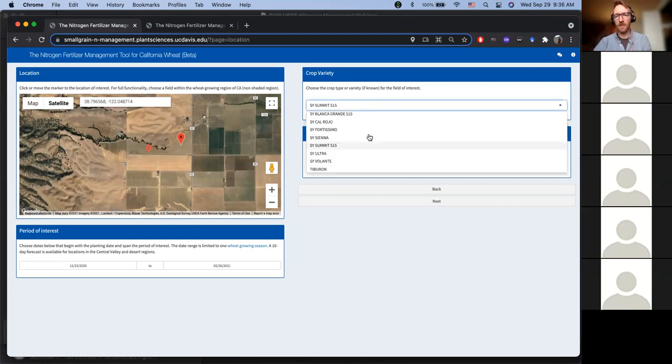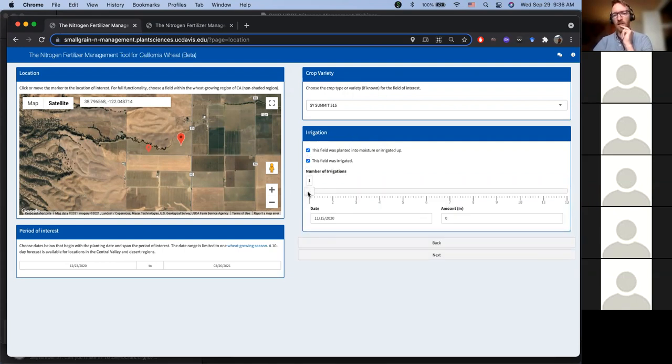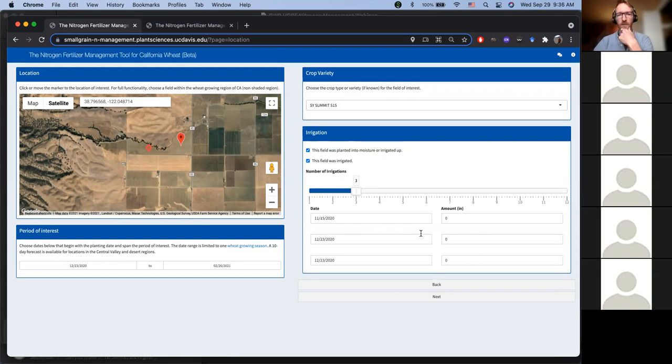This happens to be Summit 515, but if you don't have that, you can just put common wheat, and that's probably going to get close enough. It's not that important. This field was planted into moisture. This was not irrigated, but if you did irrigate, you can increase your irrigations and put in these amounts, which is very important.